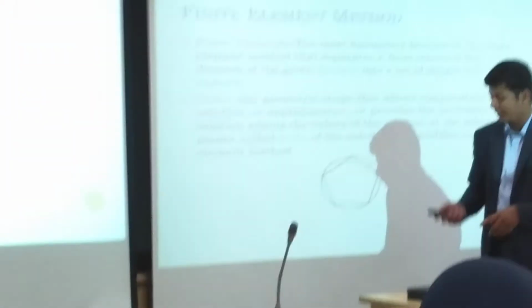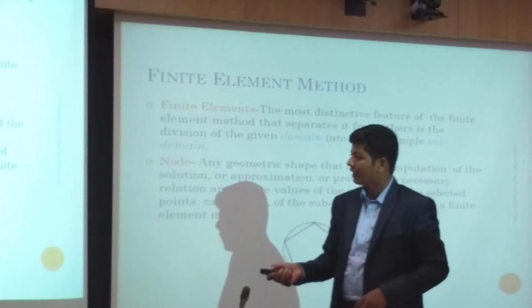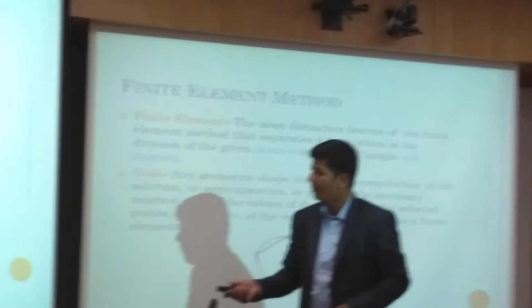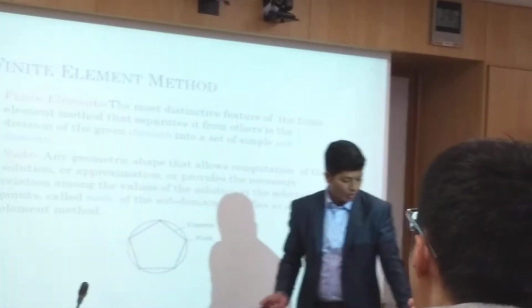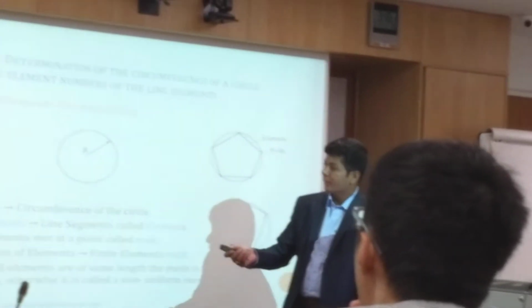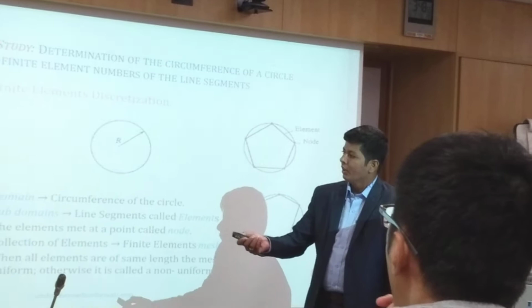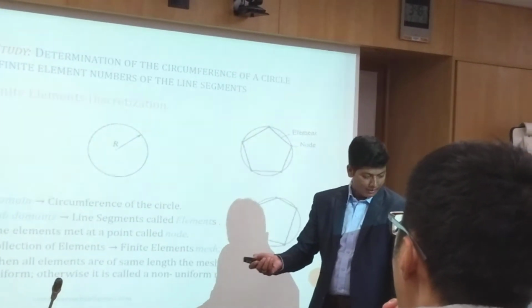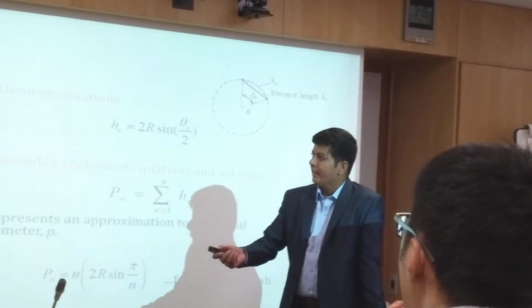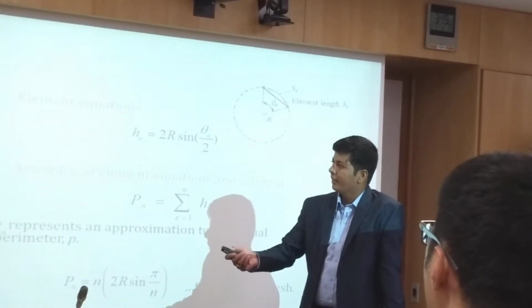So this circumference circle is divided into small elements, and the points where these elements meet are called nodes. I can divide this circumference into uniform elements or non-uniform elements. The first step is the discretization. The second step is finding the governing equation for each and every element.